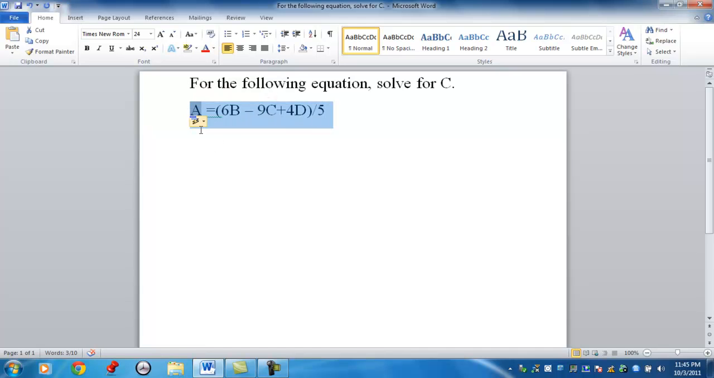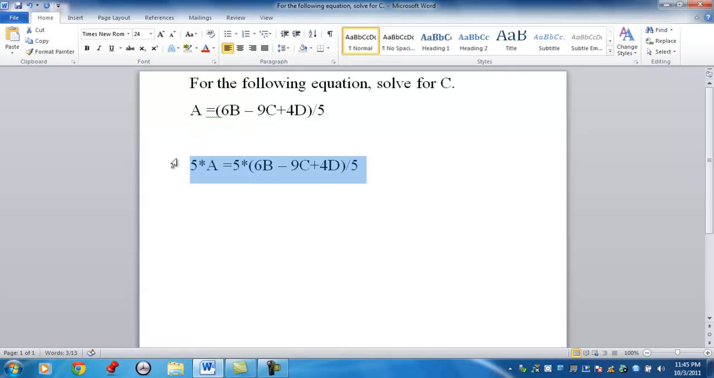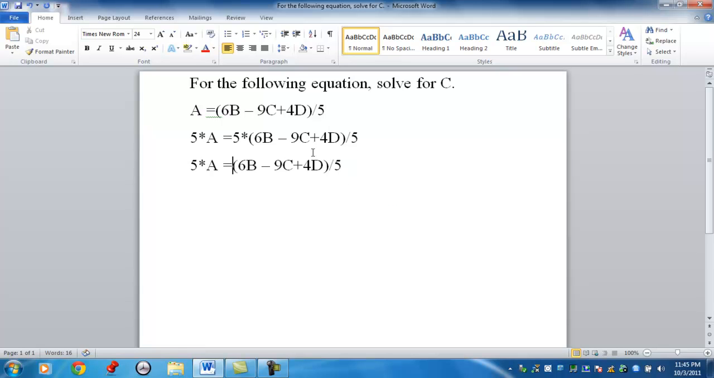So what I'm going to do first is multiply both sides by 5. What you do to one side of the equation, you have to do to the other. The factors on the right-hand side, the 5's, are going to cancel out. So this 5 cancels out with this 5. Since there's nothing in front of the parentheses here, we can get rid of the parentheses here and get rid of the parentheses here.